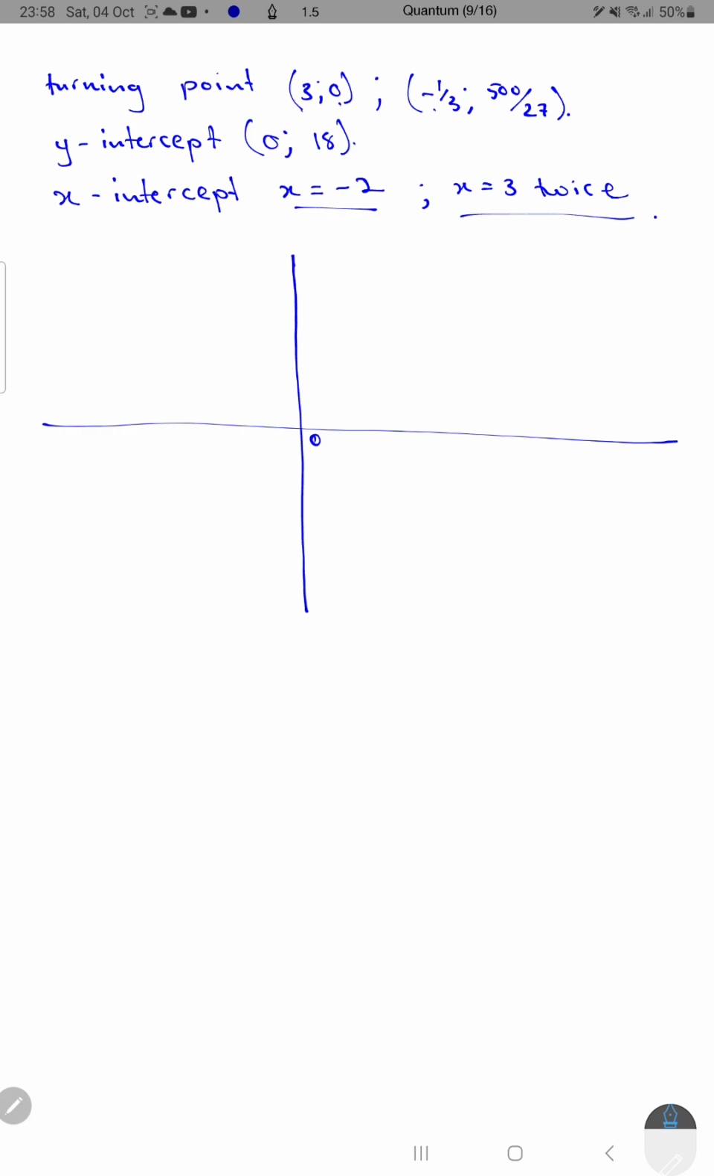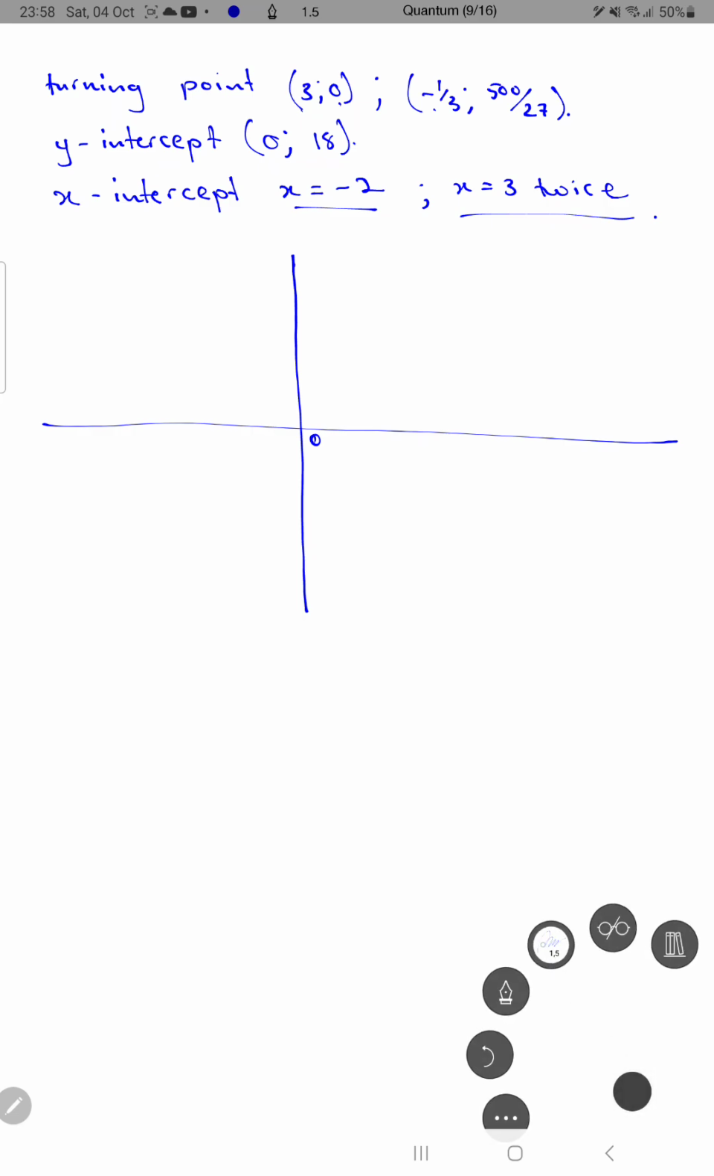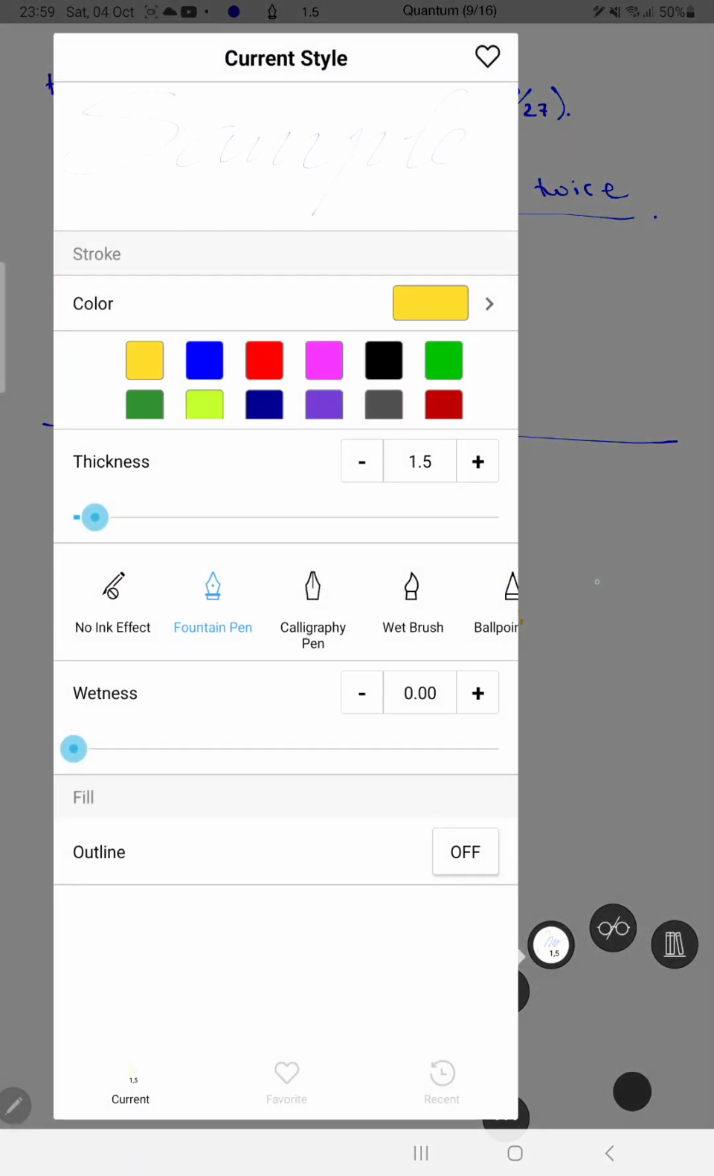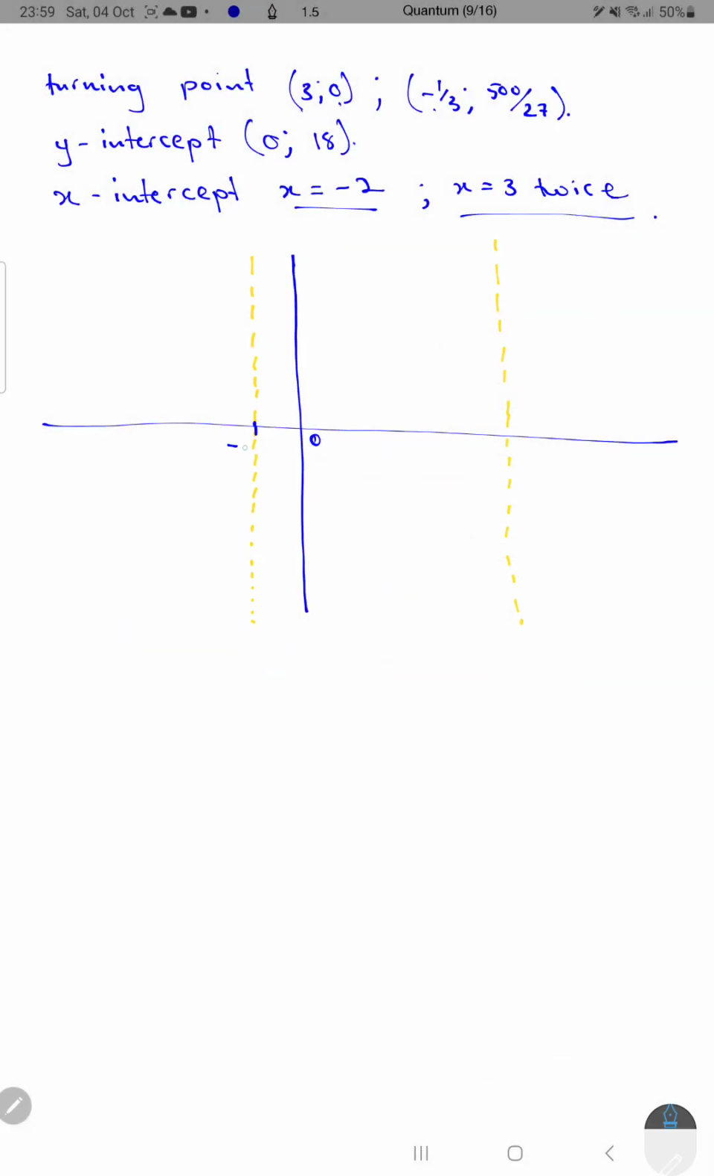Normally, if you want to estimate the points, let me try to use different colors for different sketches. Now, for the turning points, I am expecting to have a 1 over 3. This is my guideline. And I am expecting to have a 3 here. So I'll take back my blue color because I need it. This part here is negative 1 over 3. This part here is 3. And this one is the x-axis.